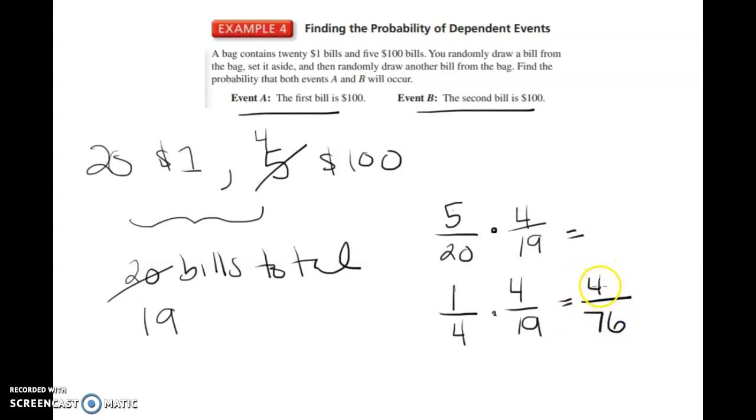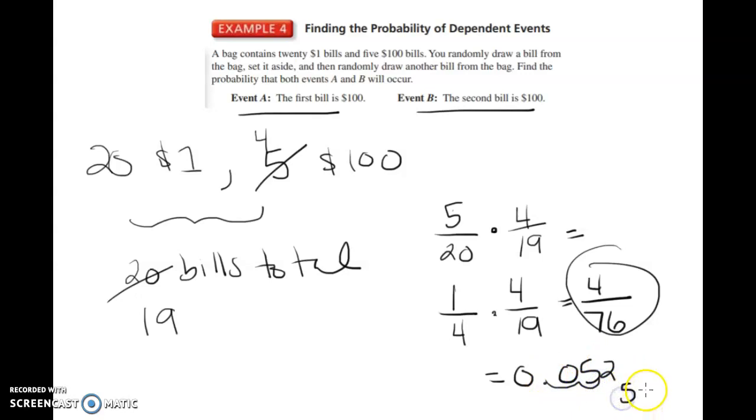And then you can keep it like this, but on Schoology, you're going to need to write a percent. So 1 divided by 30 is equal to 0.033. So that's going to be 3% or 3.3%. So there's about a 3% chance that you pull out a $100 bill, you put it aside, and then the second one you pull out is also a $100 bill.